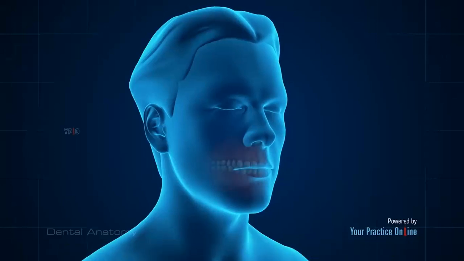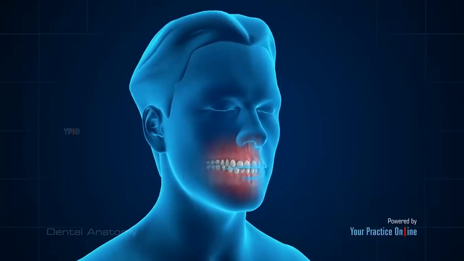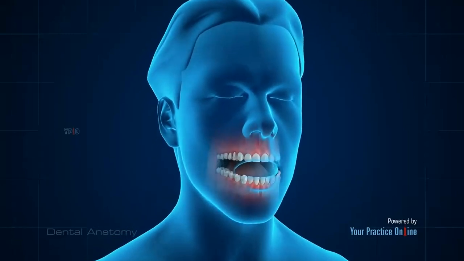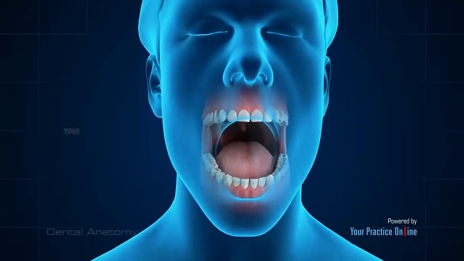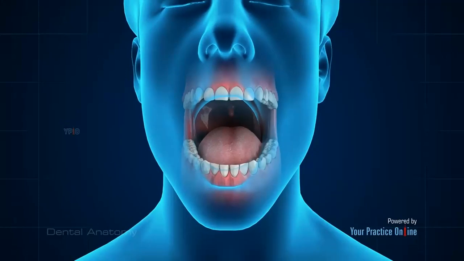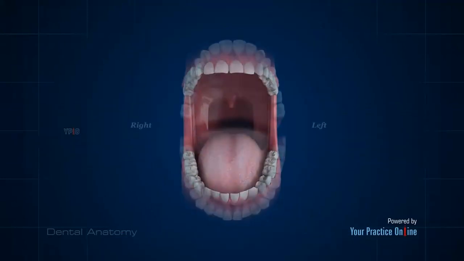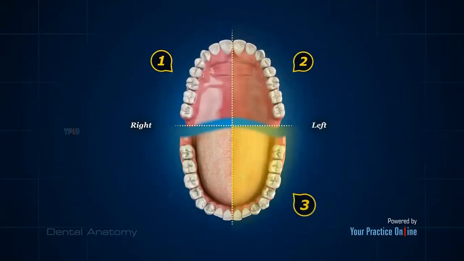Teeth are fundamental to the digestive process and form part of the facial structure. A basic knowledge of dental anatomy can help you identify abnormalities and understand corrective or restorative procedures. Tooth identification. The jaws are divided into 4 quadrants to help identify the teeth.